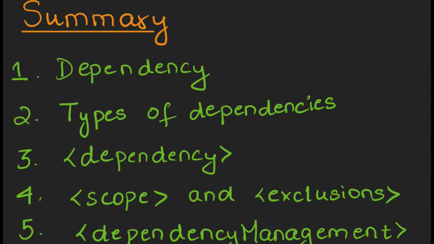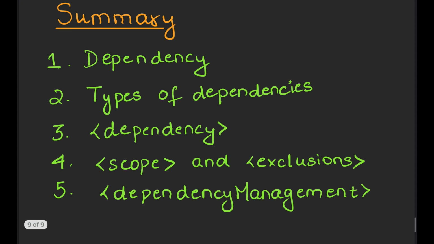Alright. That is it for this video. To summarize, we learnt what a dependency is and how Maven handles dependencies. Then we learnt the types of dependencies. And then, the different dependency elements, namely group ID, artifact ID, and version. And then we looked at the types of dependency scope and exclusions element. And finally we learnt about the dependency management element.